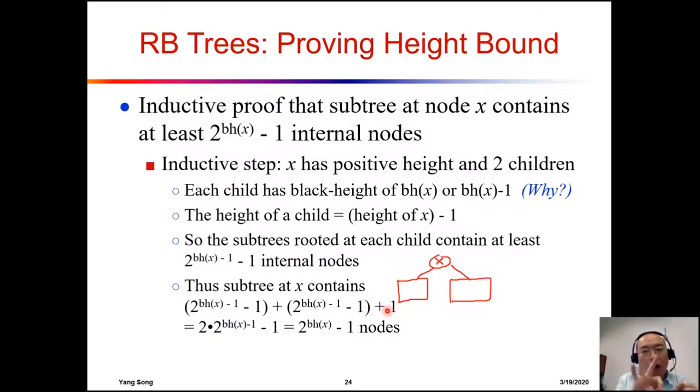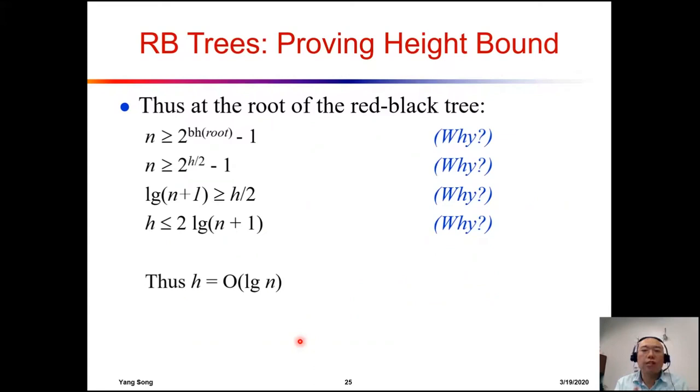So if you want to put all three parts together, that will be 2 to the black height of X, minus 1. That is how many nodes at least we can have in a subtree rooted at X. So far, we are still considering X to be the root of a subtree. For the next part, if you want to consider the whole tree, what will be the case? We are going to simply assume that X is not the root of a subtree. Instead, it will be the root of the whole tree.